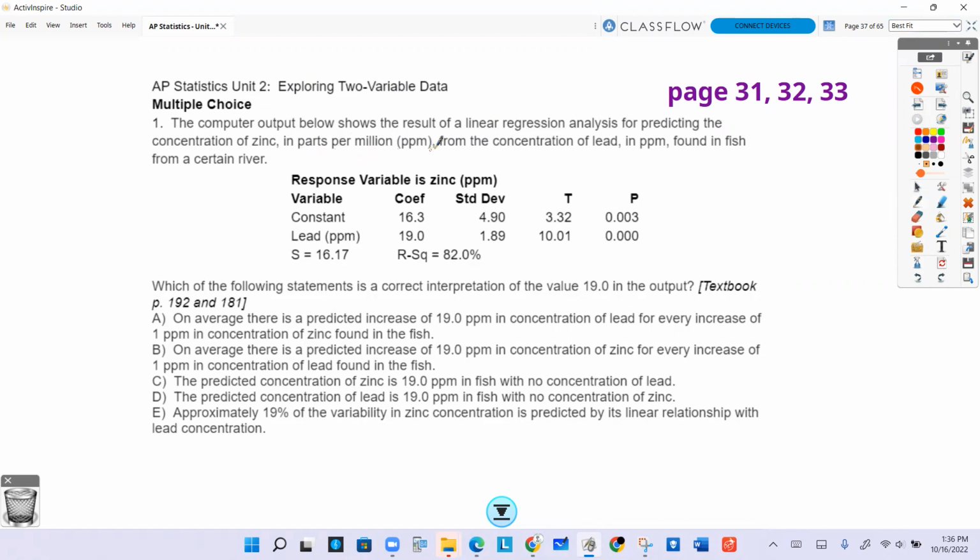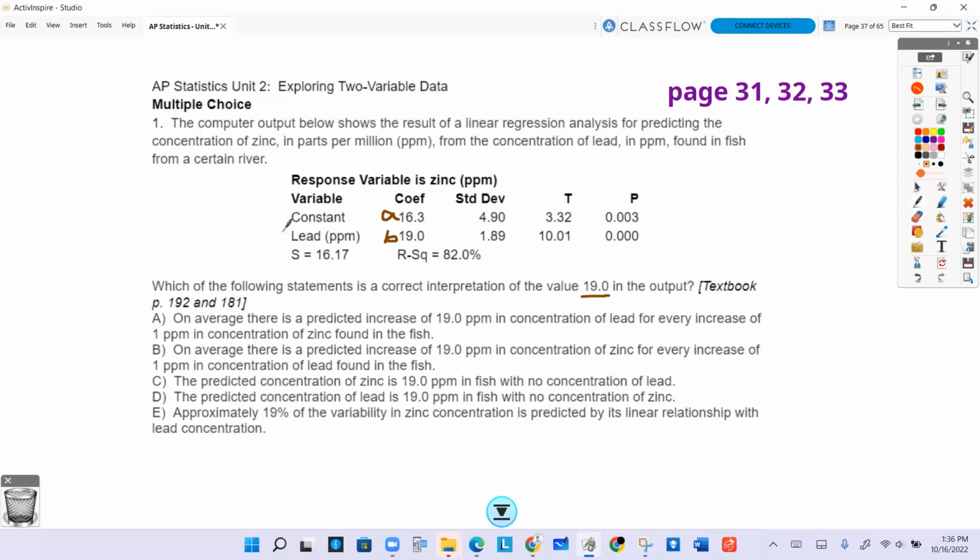We got computer output for a result of a linear regression analysis for predicting the concentration of zinc in parts per million from the concentration of lead in parts per million found in fish from a certain river. Remember, this is going to be your slope, and this will be your y-intercept. So the question says, which of the following statements is a correct interpretation of the 19.0 value in the output?